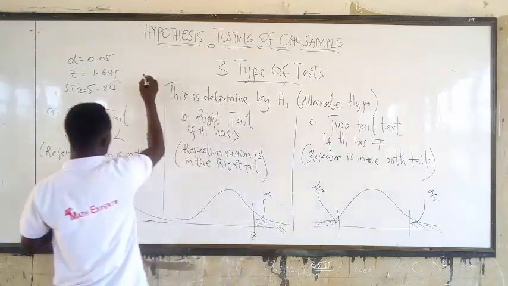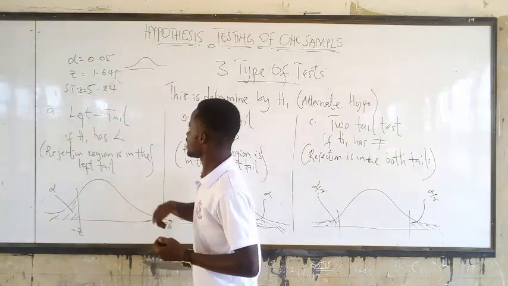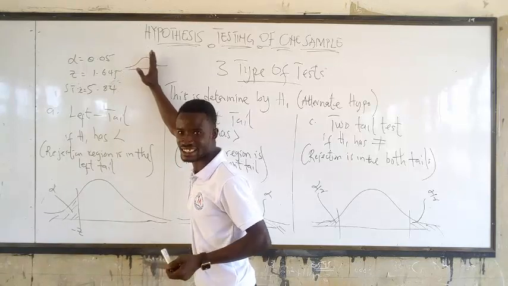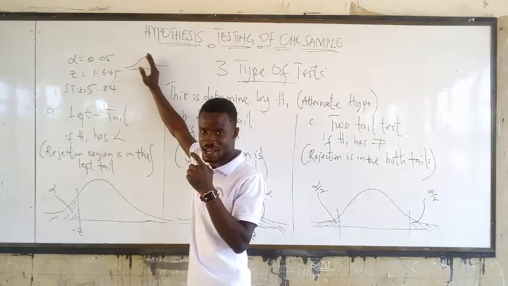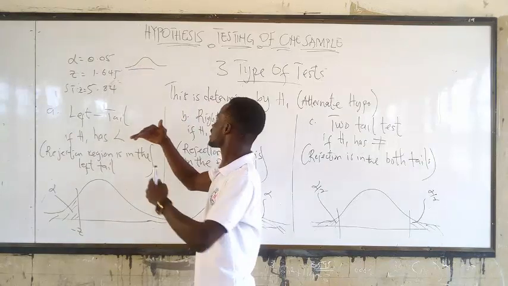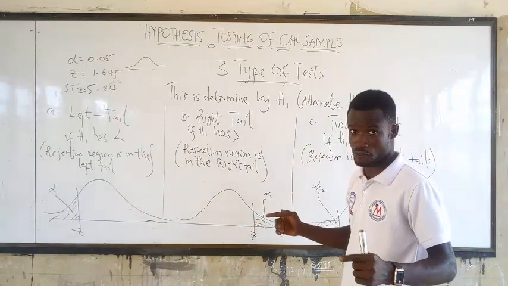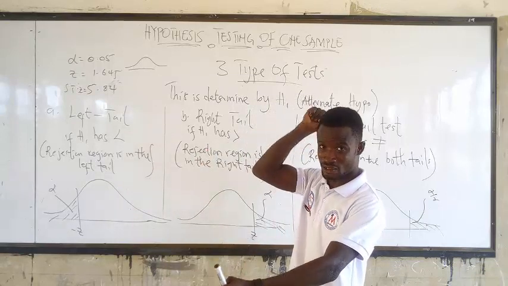I mean, I want to draw my normal distribution. Is the rejection region going to be on this side or this side? It depends. Okay? You may not know the reason why. That's why I'm coming with these three types of test for you to understand it. So I just want to reflect back on what I have done.